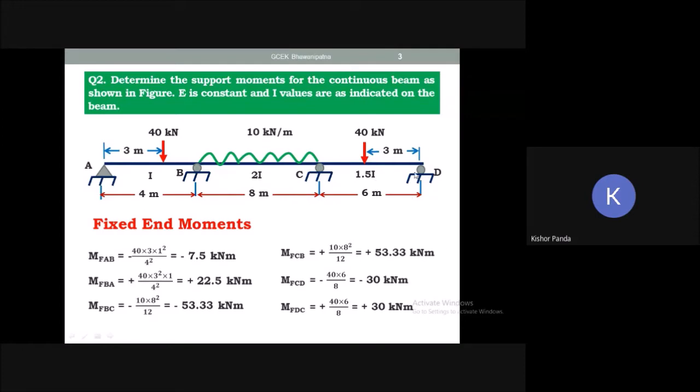Then take the span CD and, due to this concentrated load of 40 kilonewton, find out the moments MFCD and MFDC. MFCD is equal to minus 40 into 6 divided by 8, which is equal to minus 30 kilonewton meter. Then find out MFDC. This is equal to plus 40 into 6 by 8, which is equal to plus 30 kilonewton meter. So these are the fixed moments.